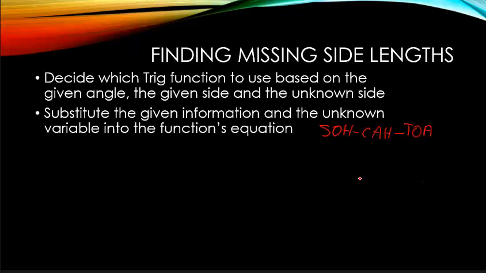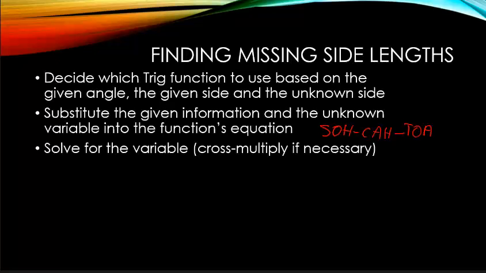Okay, so you're going to use these definitions to create your fraction, plug in what's given to you in your triangle. You will have one unknown. So you're going to solve for that variable. A lot of times you have to cross multiply. Calculate and get your answer. Okay, so let's do an example here using this strategy.